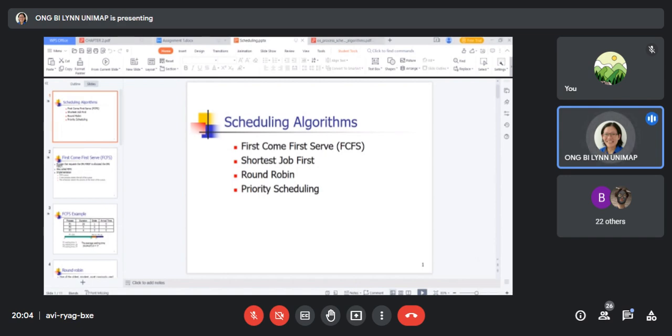Okay, so today we are just focusing on scheduling algorithms because I have posted your assignment one. So you need to know this before you can do your assignment. All right, so in your assignment as well, you have first come, first serve, shortest job first, round robin, and priority scheduling. All right. So we are going to go one by one.